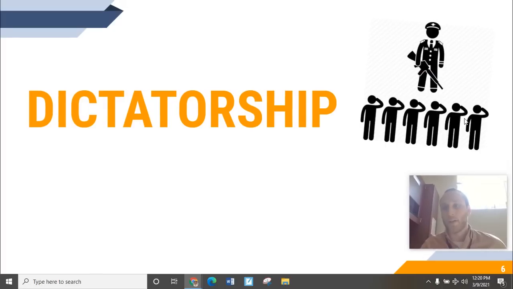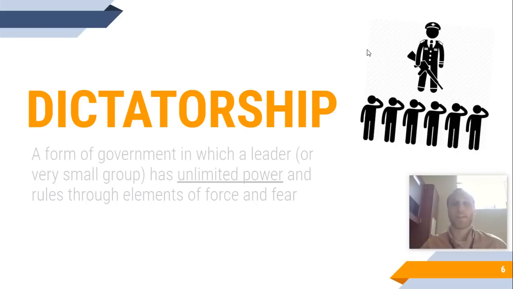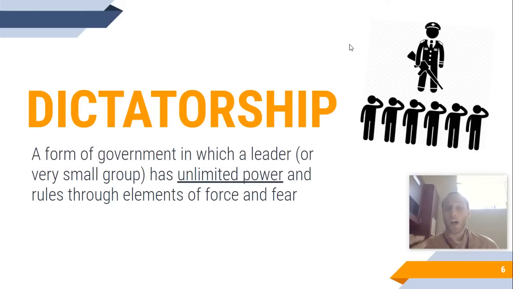As you can see in this image here, you see one person with a weapon and you have a lot of people obeying, right? So typically in a dictatorship, it is one person or a small group of people who have unlimited power over all the people, and they're typically ruling through force or through fear, right? So they have full power and they kind of control everything.